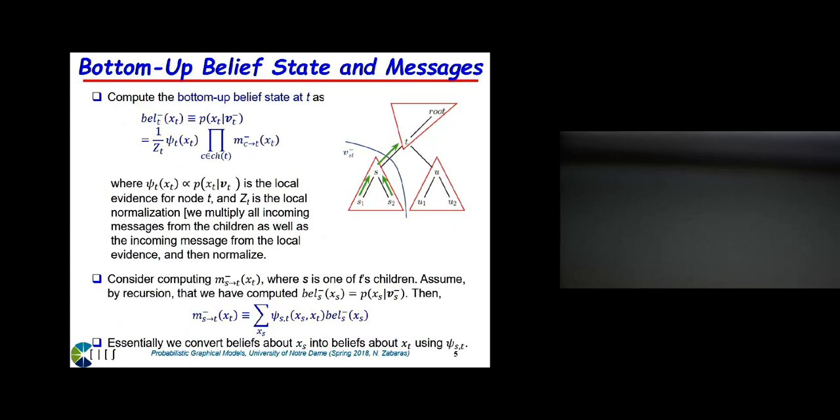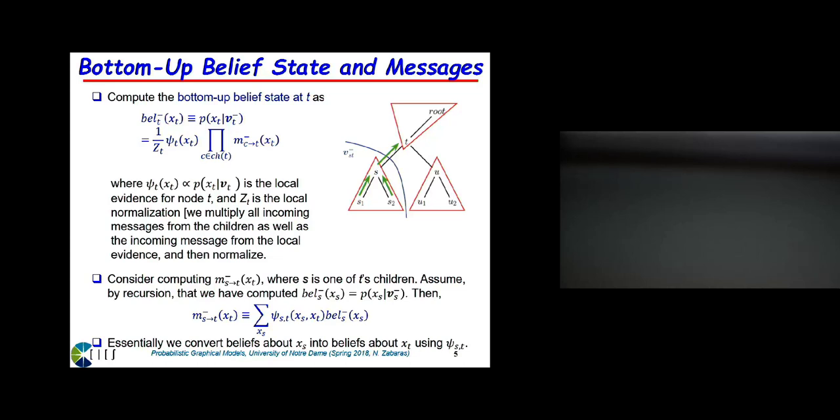So the bottom-up belief state of the node T is nothing else but the potential of the node XT times all the messages that are coming from below. In this case, for example, from S and U, because the messages from S and U summarize all the belief that we get from the bottom down. So these are the children of T, and again, I'm using this in a liberal sense because this is not a directed graph where I have a definition of children, but you can see what this implies from this graph.